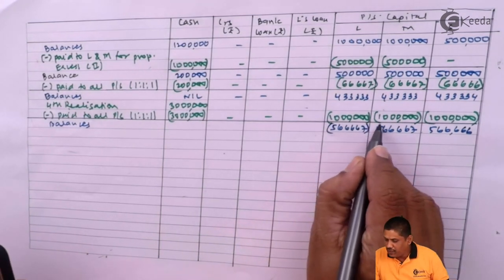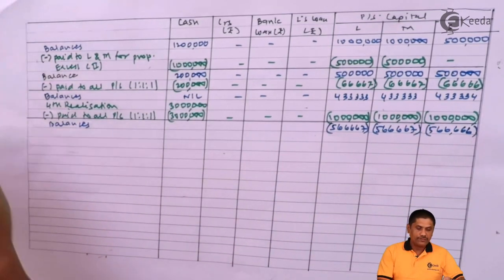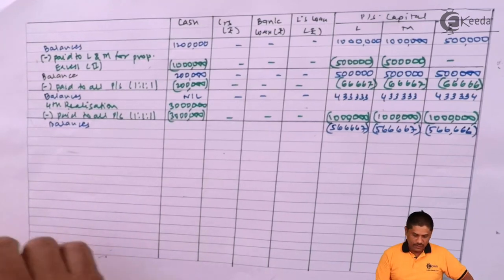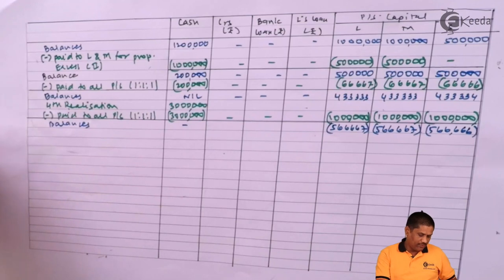They are negative means we have overpaid. Capital has become negative because we overpaid them. That means partners are getting more than what they have in the business. Right, so cash balance is as it is not there. So now we are coming to fifth, and which is the last realization.